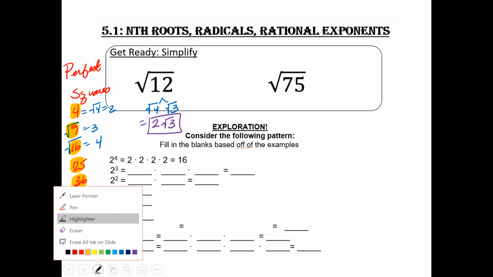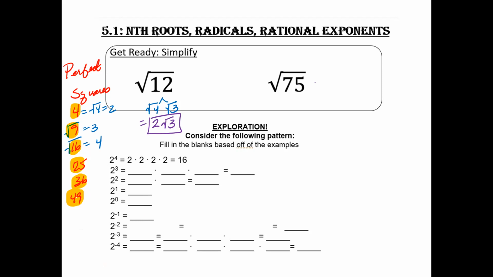Okay, so one that I will probably think about is the square root of 25 times the square root of 3, perhaps. And so you know your square root of 25 is just 5. So your simplified answer is just 5 square root 3.